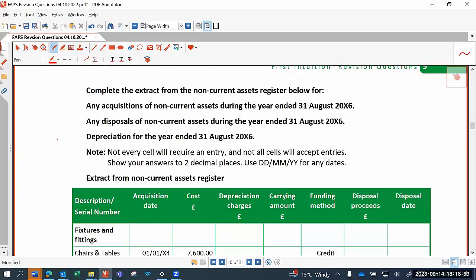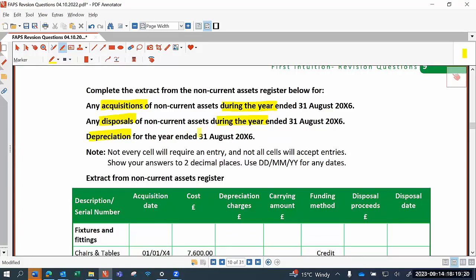So we have to complete the extract from the non-current asset register below, including acquisitions during the year. The year ends August X6th. Disposals during the year, also to August X6th. And then depreciation for that same year.